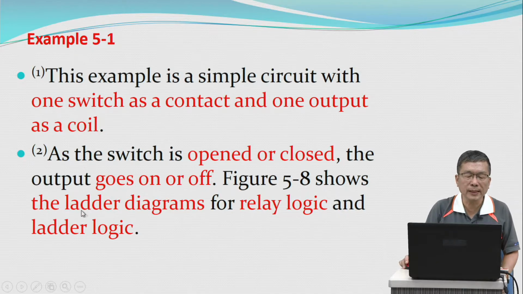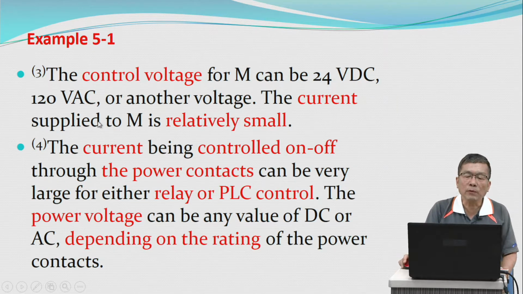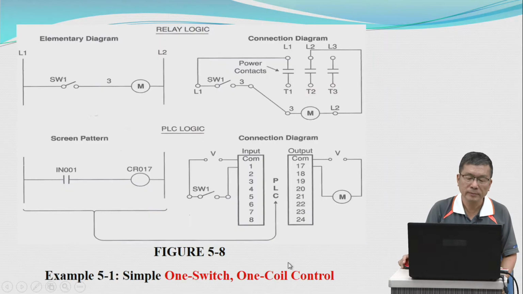Figure 5.8 shows the ladder diagrams for relay logic and the ladder logic. The control voltage for M can be 24 volt DC, 120 volt AC, or another voltage. The current supplied to M is relatively small. The current being controlled on-off through the power contact can be very large for either relay or PLC control. The power voltage can be any value of DC or AC, depending on the rating of the power contacts. This shows the simple one switch, one coil control.